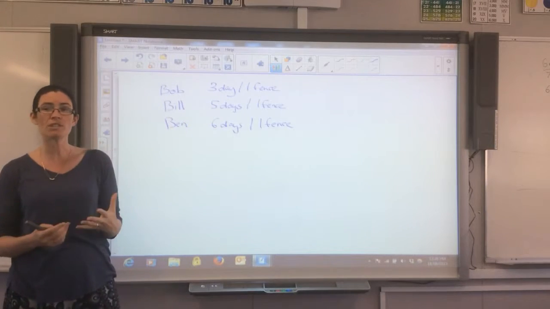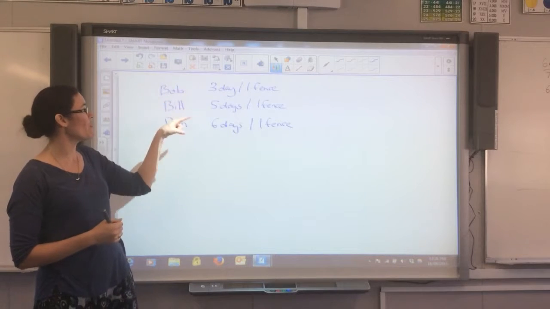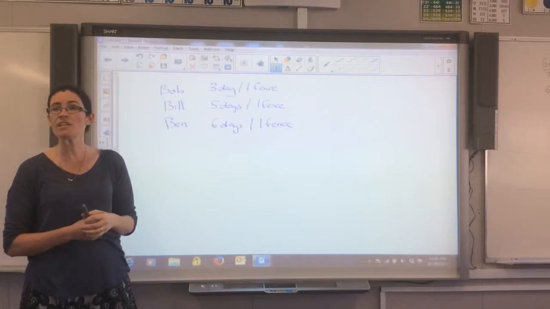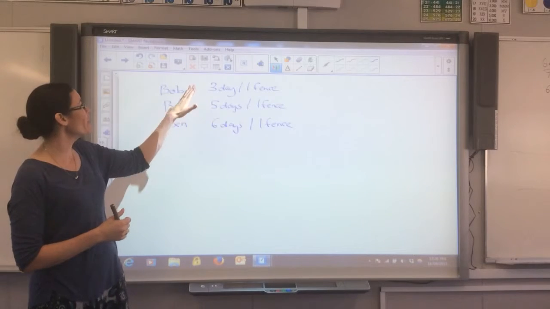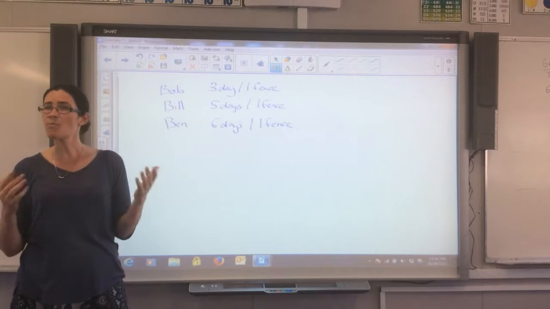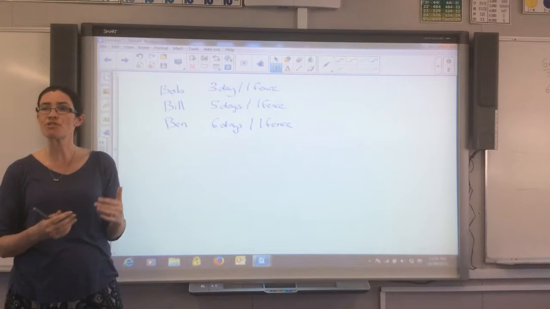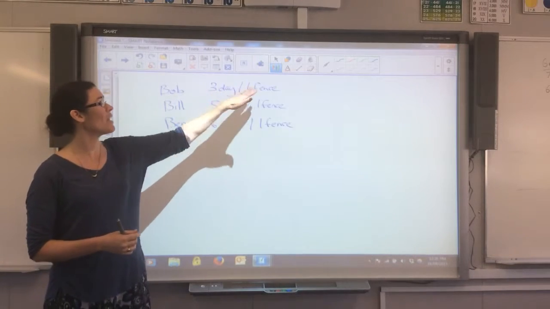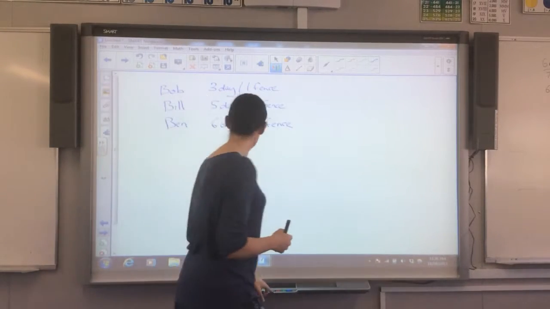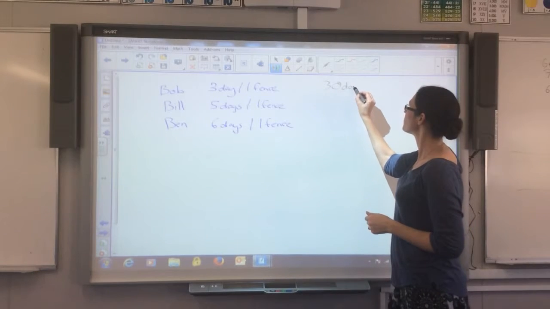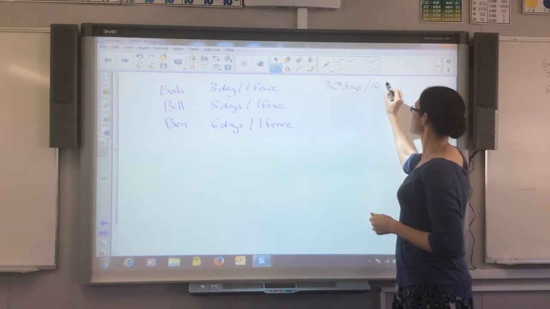So we need to choose a number of days that 3, 5 and 6 all go into. 30. So 3, 5 and 6 all go into 30. So we're going to change each of these rates to work out how many fences they would build in 30 days. So we're changing this rate. So instead of having 3 days for one fence, if I change that, what would Bob do in 30 days? 10 fences.